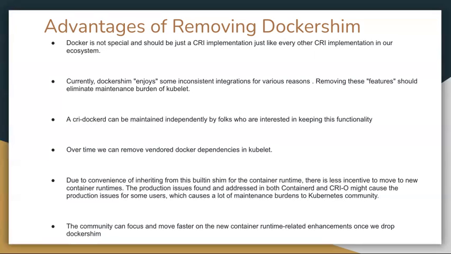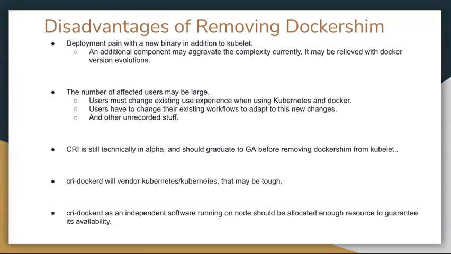The community can focus and move faster with the newer container runtimes and related enhancements once we drop the Dockershim. So they have decided that they are going to speed up the development work. They are going to come up with a much faster way of running the newer container runtimes, and eventually they will drop this Dockershim because this was an overhead for them moving ahead, right? So this has been removed now.